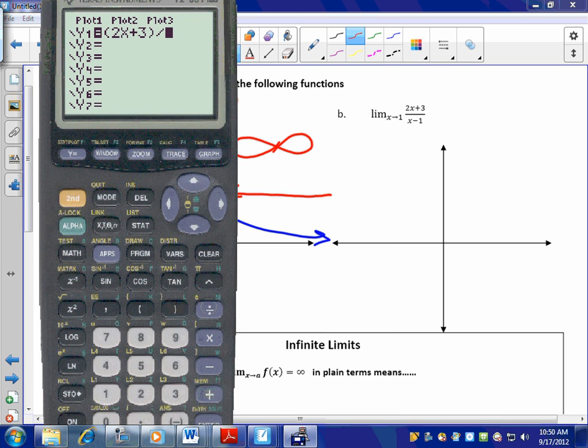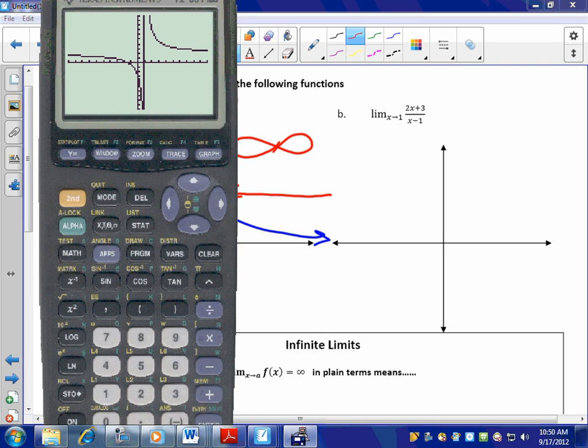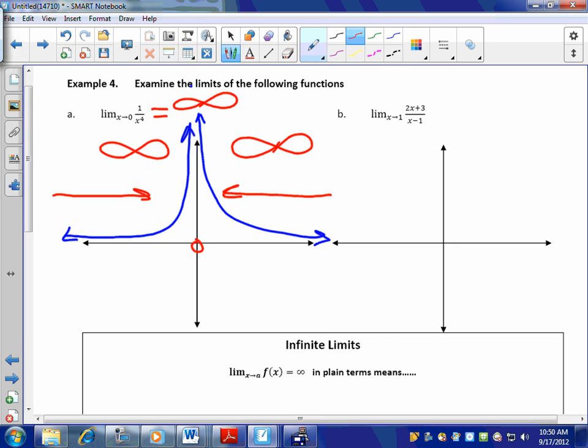2x plus 3, parentheses, divided by x minus 1. Whoop. Make sure we get our parentheses in there. X minus 1. Okay. We graph. Now we have examples, as we've said before, of asymptotes. This one, I have a TI-83, you have an 84. Mine's not as smart as yours. So, would you guys agree that that's a representation of the graph?